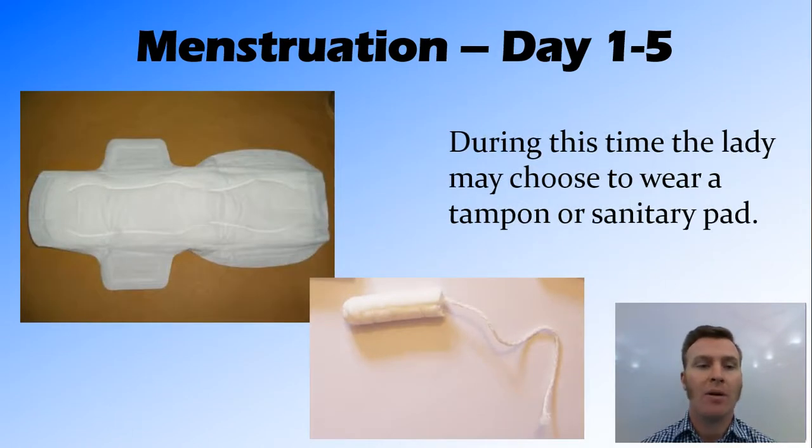During this time, a lady will wear either a tampon, which is inserted into the vagina to catch that menstrual blood, or a sanitary pad, which is worn inside the underwear.